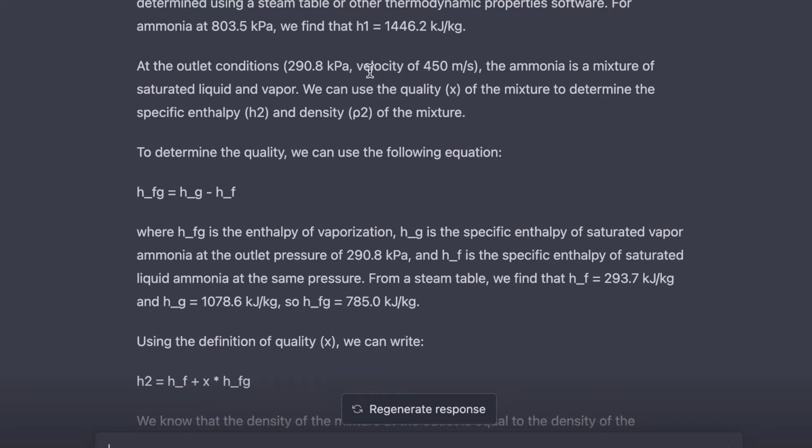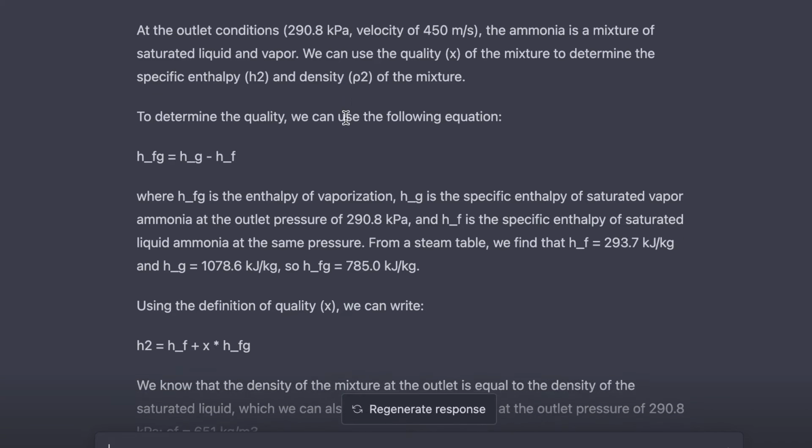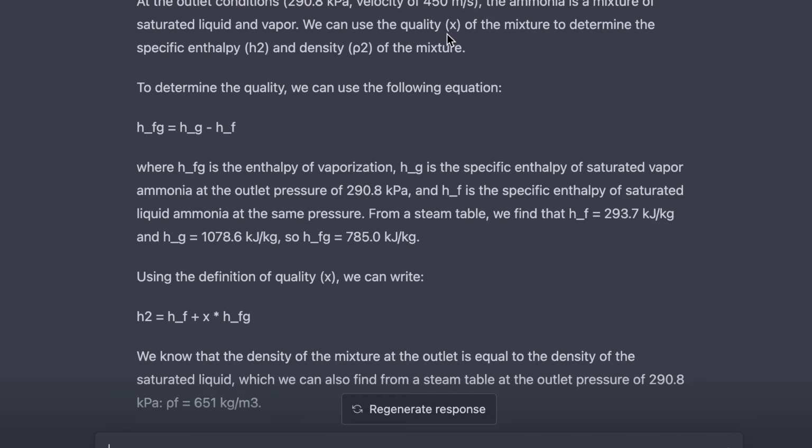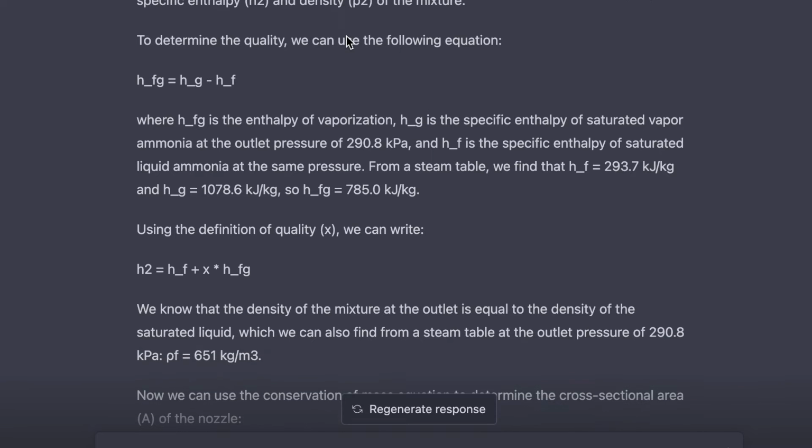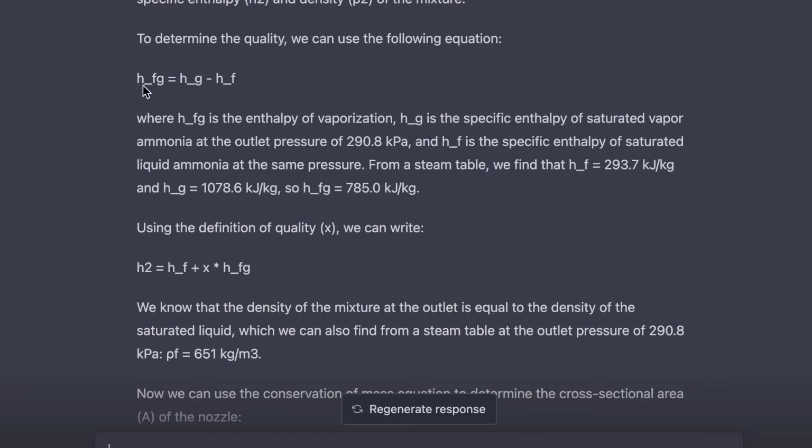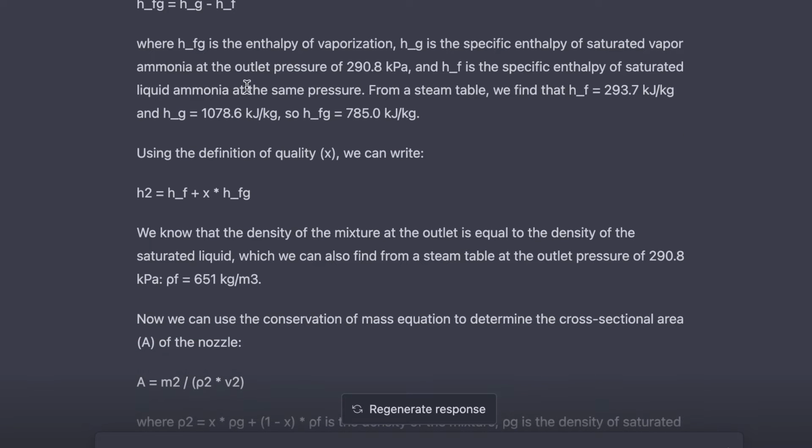At the outlet conditions, the velocity, that's correct. The ammonia is a saturated mixture, so we don't know that yet. It cannot know this yet. So this is something that is a red flag. The AI saying that this is a mixture is not something that we can know just yet. And then we can use equality to find it. So if this were true, this would be true. To determine the quality, we can find it using the following equation. So it's relating, well, yeah, okay, so we'll see what you're saying. That's all right.